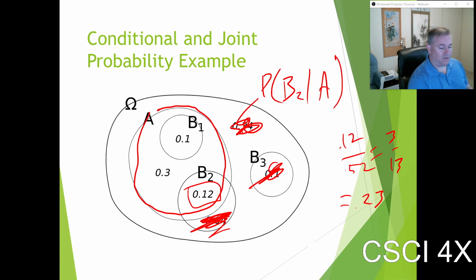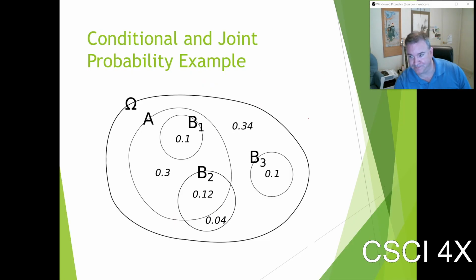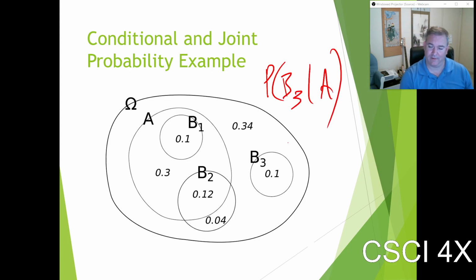All right, so you guys see how that works? So there's 0.12 possibilities within A. The size of A is 0.52, so this represents the fraction of 0.12 over 0.52. That's the fraction of B2. Okay, let's do another one. Again, I want to see everybody answering. What is the probability of B3 given A? I'll count to 20, type the answer.